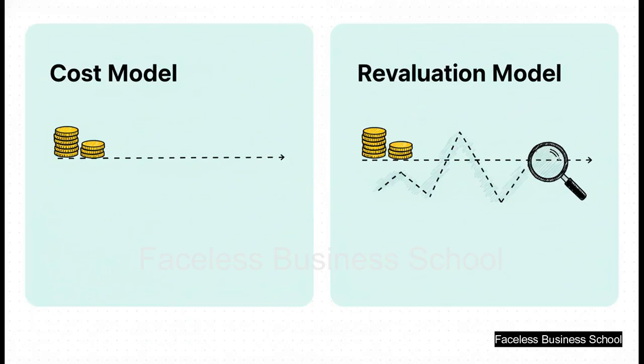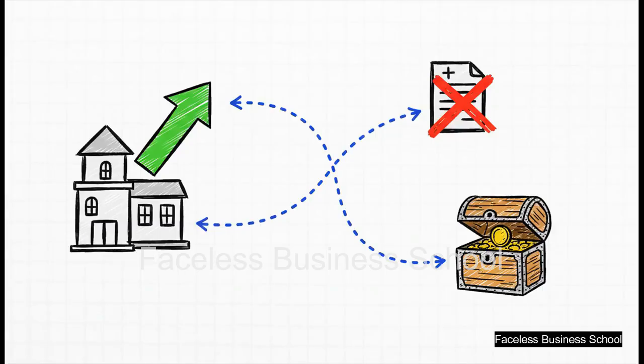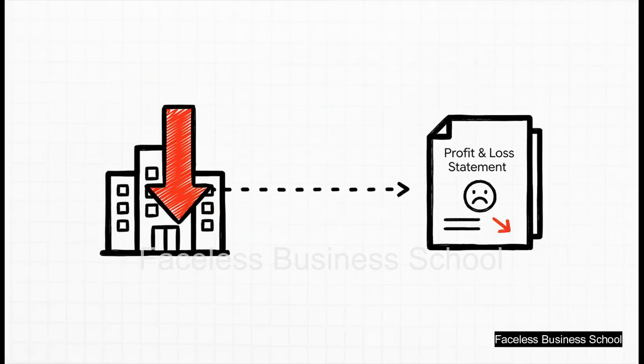A company with a fleet of trucks might just stick to the simple cost model, but say a real estate firm with buildings in hot locations, they might use the revaluation model to show those rising property values. So what happens if you revalue that building and its value shoots up? Well, that gain usually doesn't hit your profit for the year. Instead, it goes into this special little pocket in the equity section of the balance sheet called the revaluation surplus. It's kind of like an unrealized gain. You have it, but you haven't cashed it in yet. But what if the value goes down? That's a different story. In that case, the decrease is usually recognized right away as an expense, and that hits the company's profit for the year.